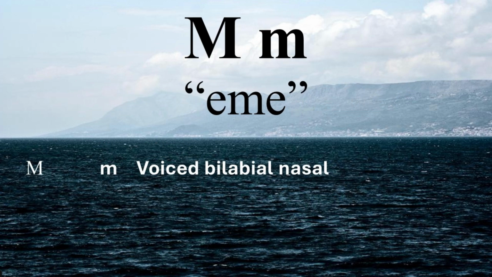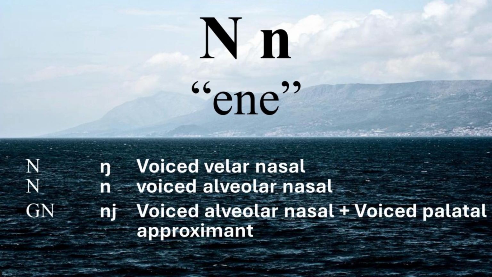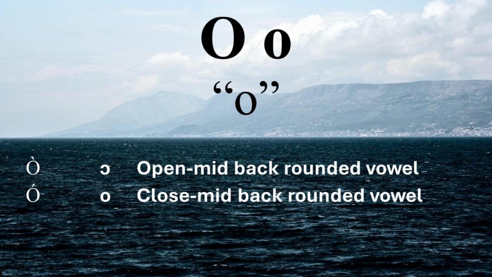M is simple and tends to make a voiced bilabial nasal. Ma, ma. Eng can either be a voiced velar nasal, nga, or a voiced alveolar nasal, na. As I mentioned when talking about j, if there's a j followed by a eng, then they make the nya sound. For o, if it has a grave accent, then it might make an open mid-back rounded vowel, like aw, whereas if it has an acute accent, it tends to make a close mid-back rounded vowel, like o.